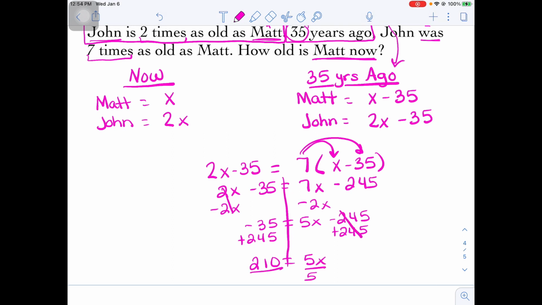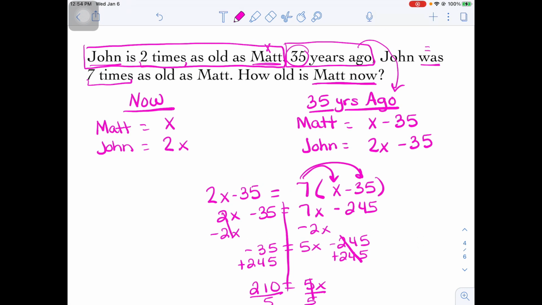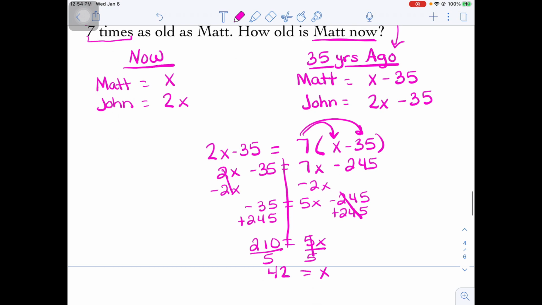Then we divide by 5. Well, 210 divided by 5 is going to give us 42. And 5 divided by 5 is 1, so we're left with just x. So that means x is worth 42. Well, who is x? Matt is x right now, and that's what we want to know. So we know that Matt right now is 42 years old now.